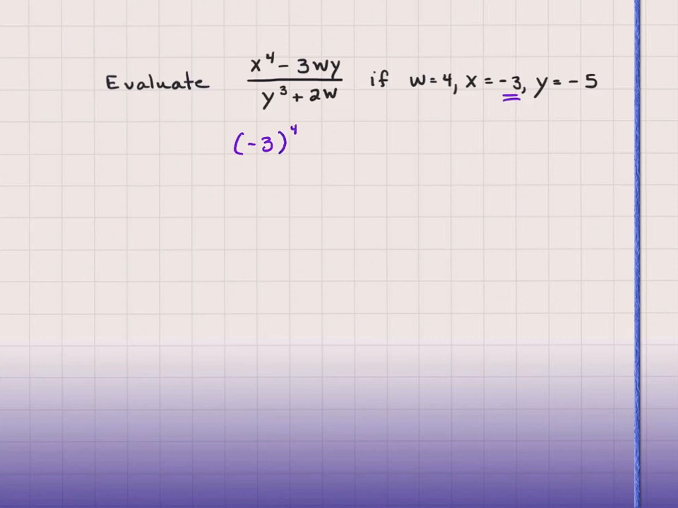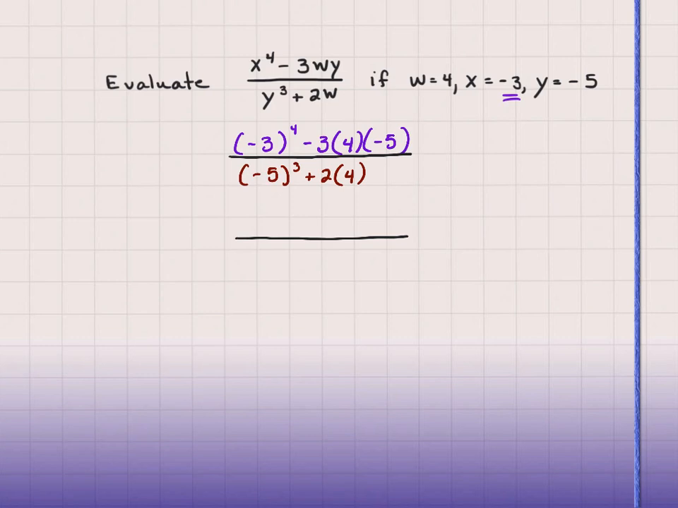Again, parentheses, 4. Minus 3, we got multiplication here, so we're going to put parentheses as we substitute in. All over. Next comes our y value to the third power, so that's negative 5 to the third, plus 2 times w, and since it's multiplication, we're going to use parentheses like that. And then we'll just work in the purple and the red, the numerator and the denominator separately. So I'll draw our fraction bar right here.